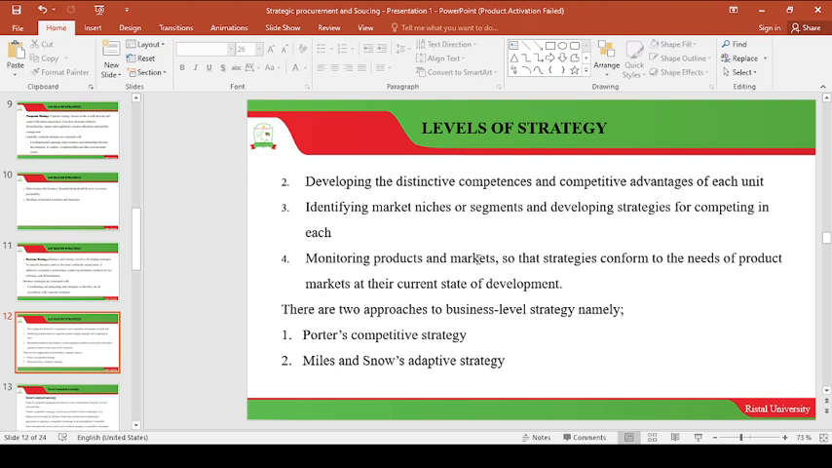So there are also two approaches to business level strategy. One, we have Michael Porter's competitive strategy, and Miles and Snow's adaptive strategy. So these people sat down and they came up with their approaches to this kind of strategy at this level. So let's look at each one.